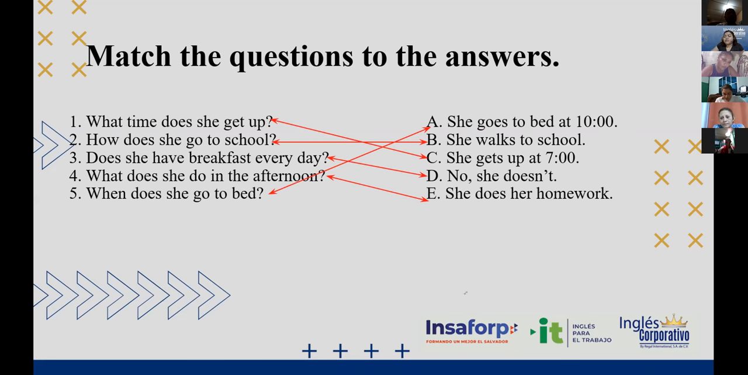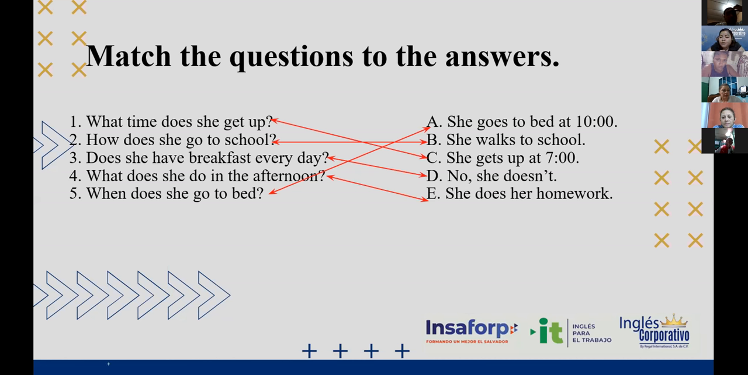What time does she get up? She gets up at 7. How does she go to school? She walks to school. Does she have breakfast every day? No, she doesn't. Okay. What does she do in the afternoon? She does her homework. When does she go to bed? She goes to bed at 10. At 10. Very good. Thank you so much, Blanca.